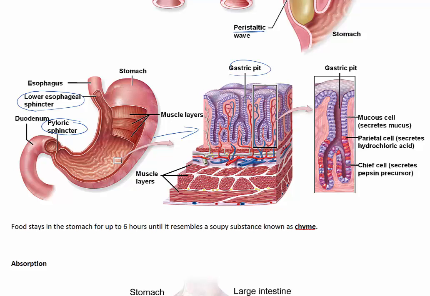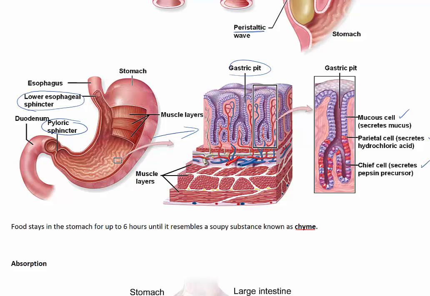The cells that line gastric pits include mucus cells that secrete mucus, parietal cells that secrete the hydrochloric acid, and chief cells that secrete a protein that eventually becomes pepsin. And pepsin is an enzyme that digests proteins. The mucus secreted in gastric juice acts to protect the epithelial lining of the stomach from being digested by the enzymes because the cells that line the stomach also contain protein.